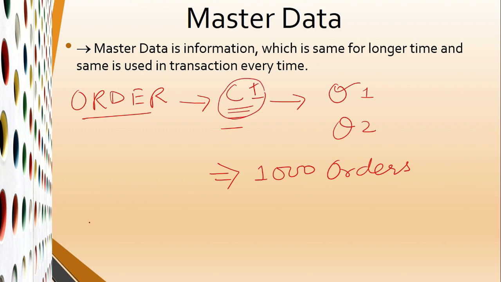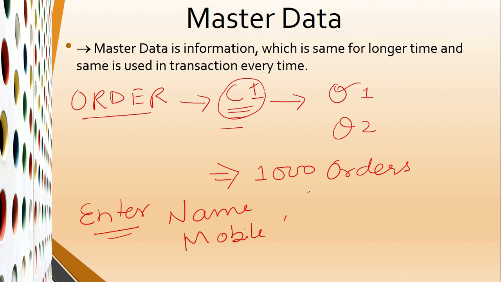This C1 only. While you are creating the order, you have to enter the details of the customer, right? Who is the customer, means what is the name of the customer, what is his mobile number, what is his email ID, what is his address? Like this, all the details of the customer you have to enter in the orders.